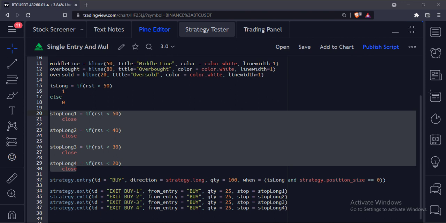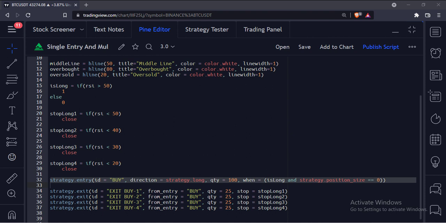And for the exit, we have 4 exit points. When the RSI goes below 50 level, we have our first exit. When the RSI goes below 40 level, we have our second exit. When the RSI goes below 30 level, we have our third exit. When the RSI goes below 20 level, we have our fourth exit.